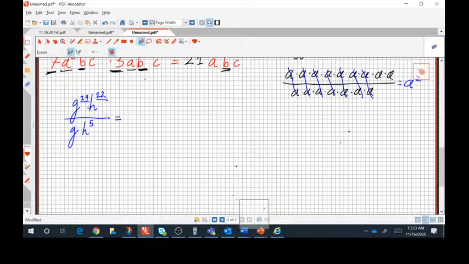How many G's are upstairs? How many are downstairs? A secret 1. Yeah, which means if I divide out one of those G's, how many are left over? 13. So I get G to the 13th. Same story here. I got 12 H's in the numerator, 5 H's in the denominator. So how many H's are left? 7. G to the 13th, H to the 7th.